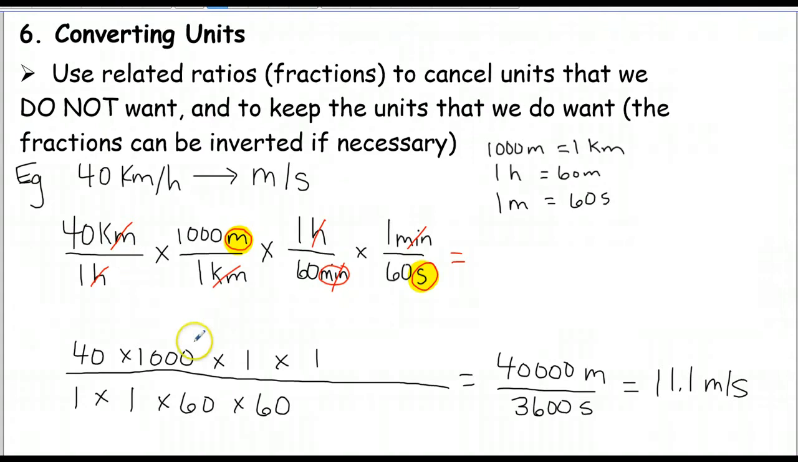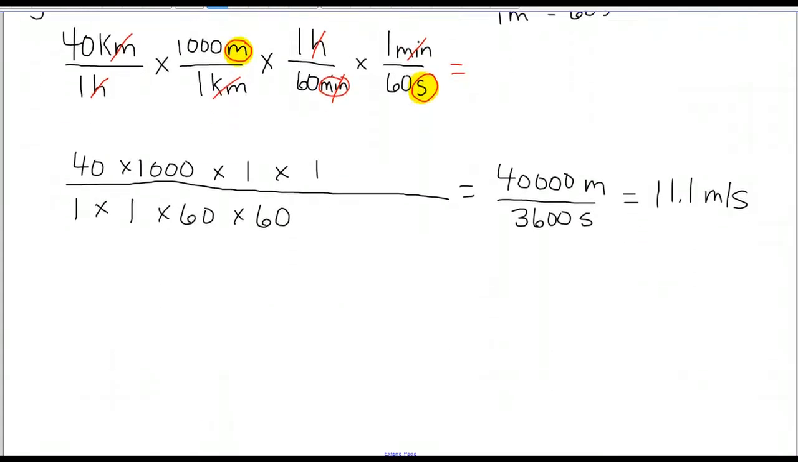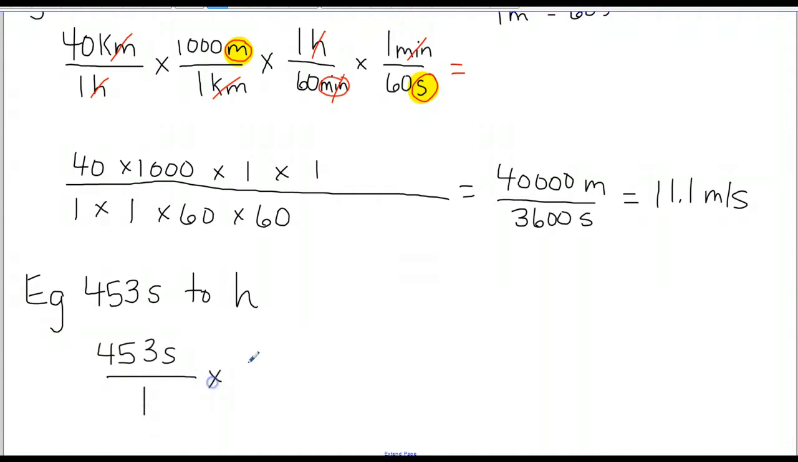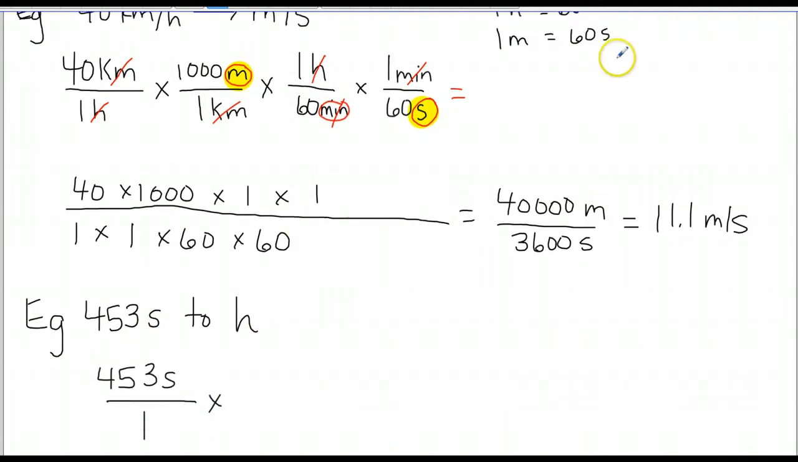Okay? I'm going to give you one more example because this tends to be tricky, and then you're going to try some of these on your own. Example, so what if we're dealing with just one unit? 453 seconds, convert that to hours. Okay, so the same method: you start with what you're given. There's no fraction here to work with, so we can turn it into a fraction by just putting it over the number 1. Okay, we want to go from seconds to hours. We're going to use these same relationships that we used up here. 1 minute is 60 seconds, 1 hour is 60 minutes.